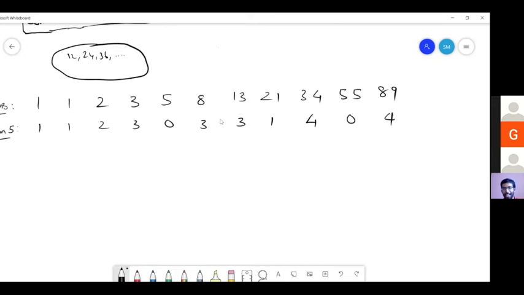Can anyone tell what would be the next term? Let me start writing from here. The next Fibonacci number is something, and the remainder mod 5 is something. The last is 4. Can we tell what the next remainder is without actually calculating the corresponding Fibonacci number? Is it possible? 4. Why is that? Sum of the previous two remainders.